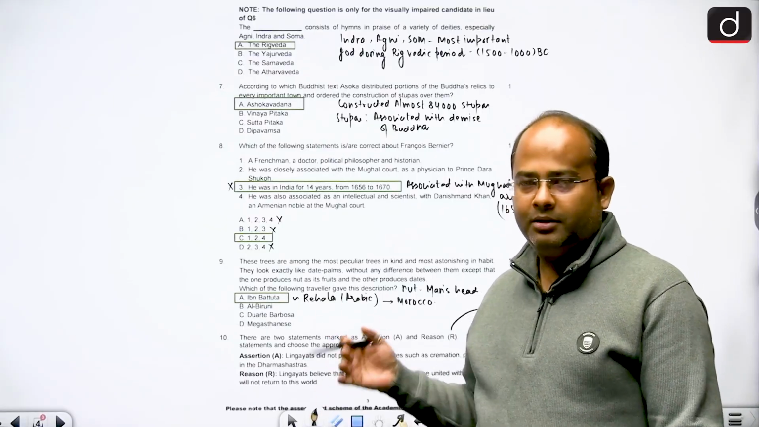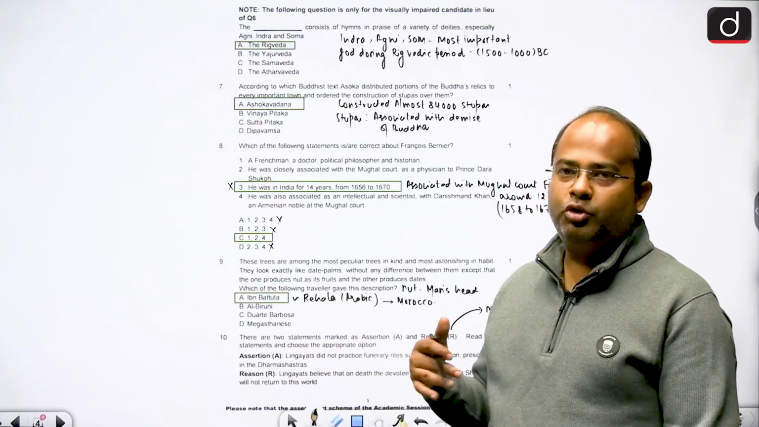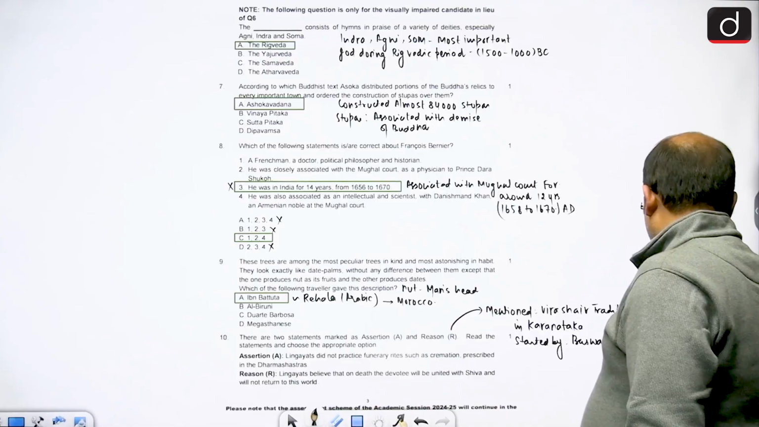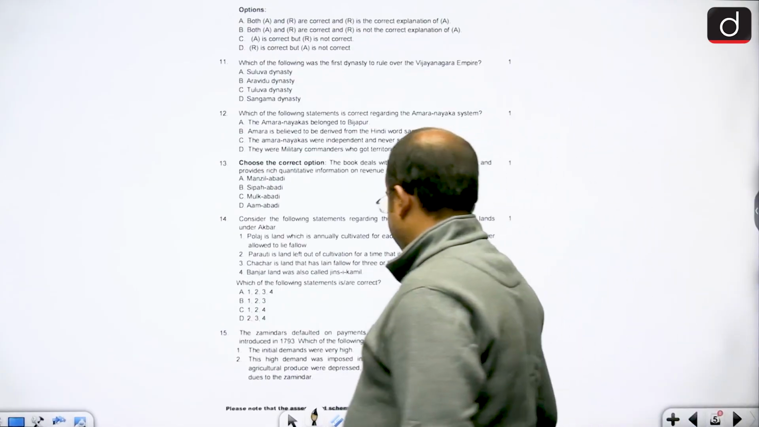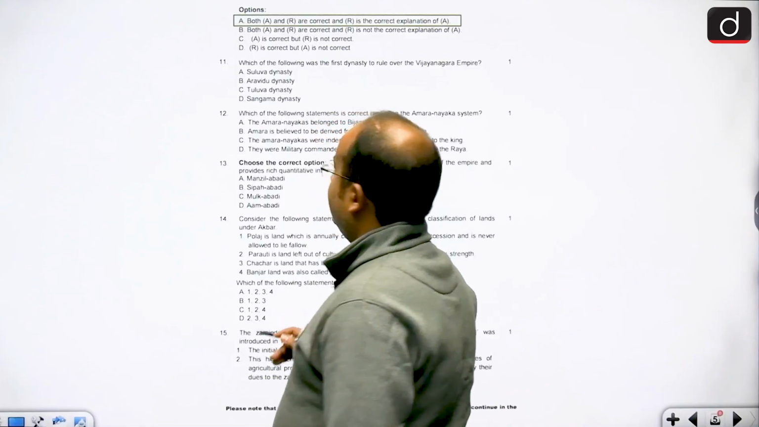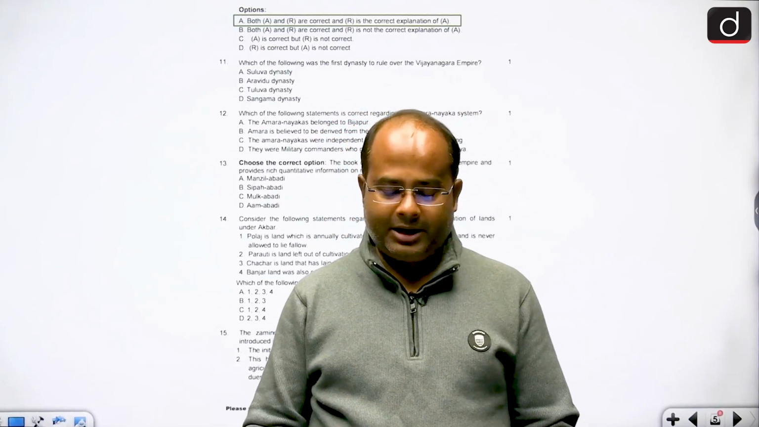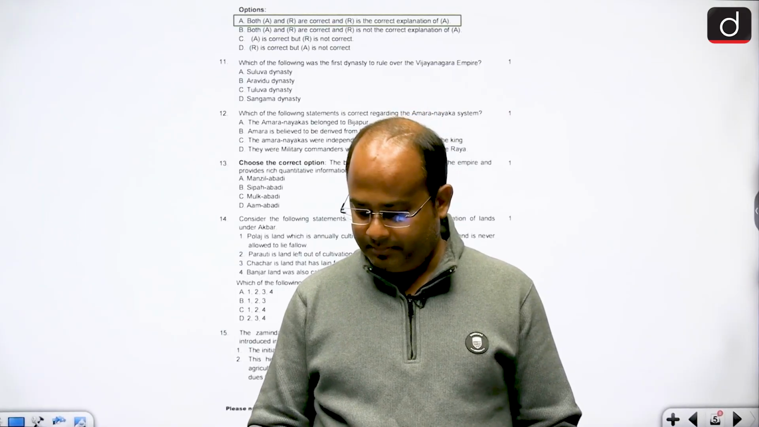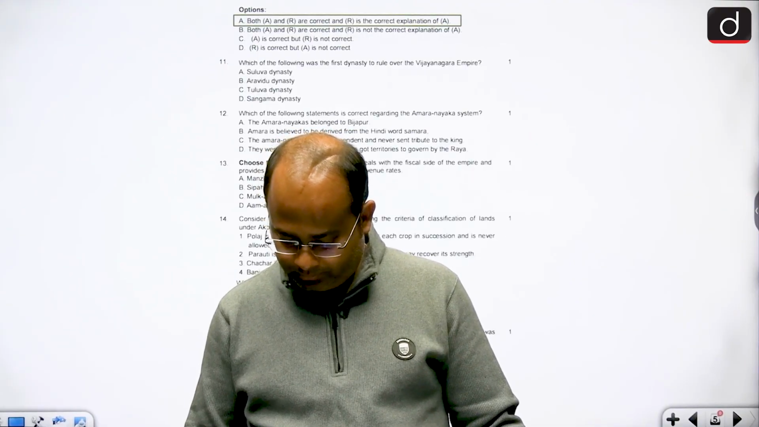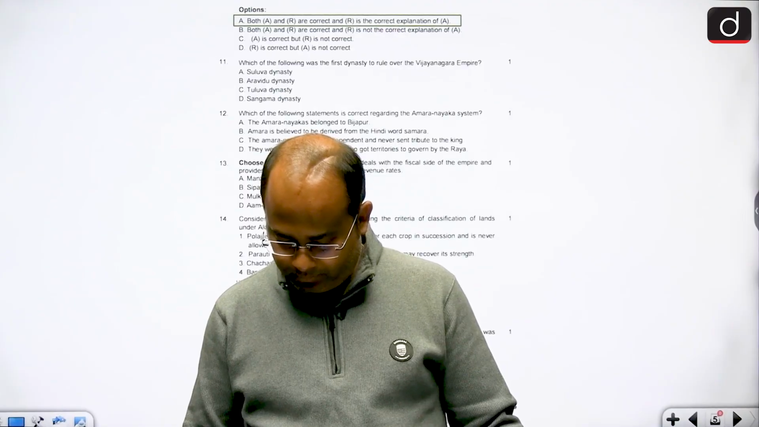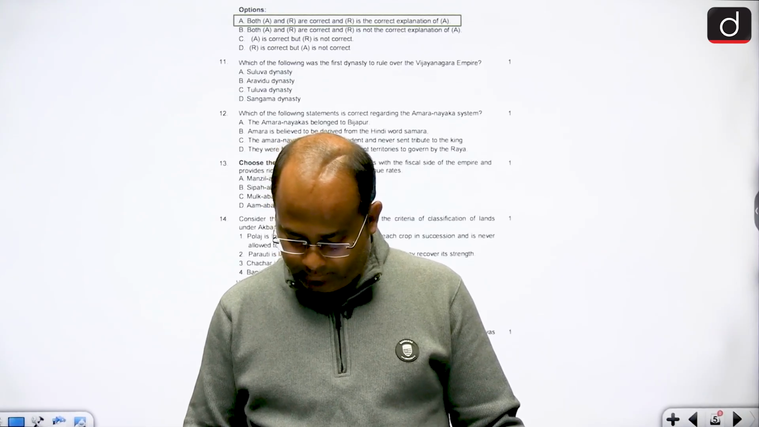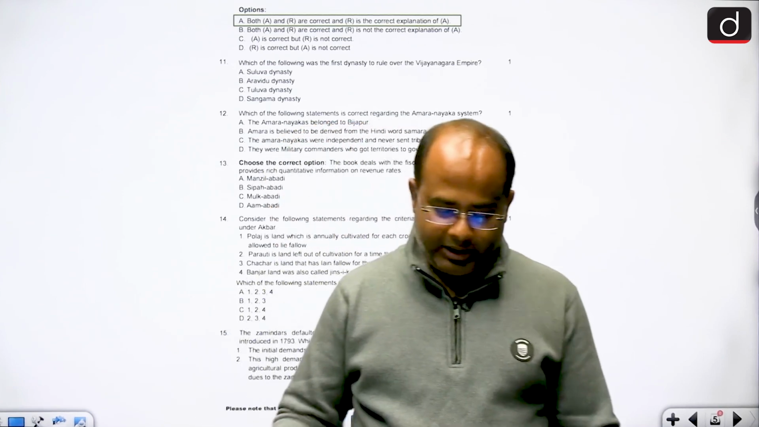So they do not cremate their dead bodies. Instead, they used to bury the dead bodies. So option A is correct. Both A and R are correct, and R is the correct explanation of A. So both assertion and reason are correct, and the reason is the correct explanation of the assertion. I hope it is clear to all of you.